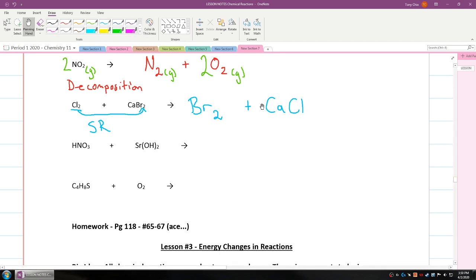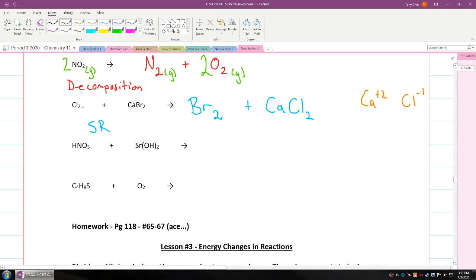So if you look at your periodic table, calcium has a +2 charge. Chlorine has a -1 charge. So if you write this out, Ca is a +2, chlorine is a -1. You're gonna need 2 chlorines to balance out the 1 calcium. So in this case, it's CaCl2. Our last step is to balance, but if you look at this, this is already balanced because you have 2 chlorines here and 2 chlorines here. You have 2 bromines here and 2 bromines here. You have 1 calcium, 1 calcium.